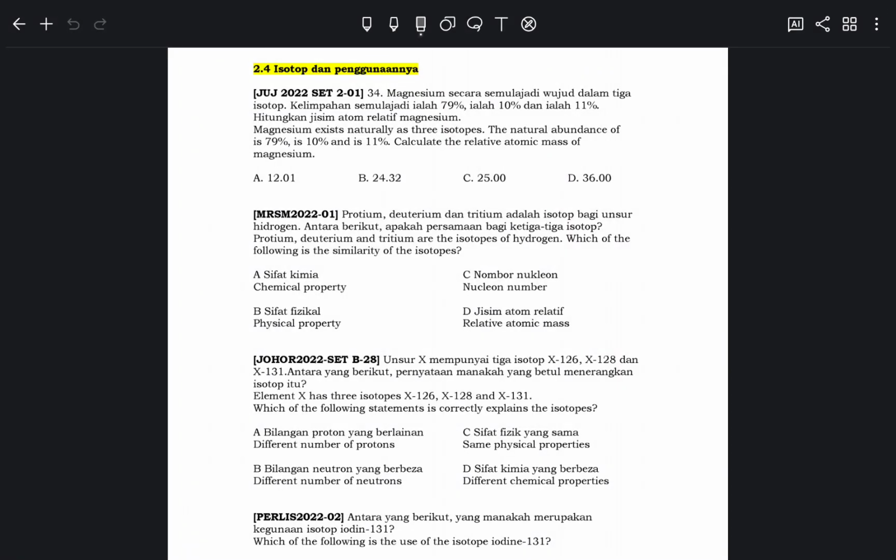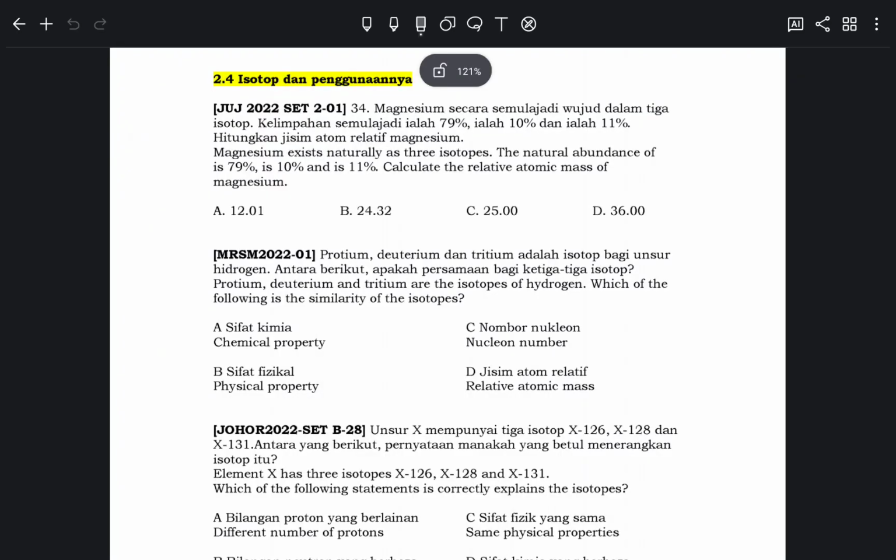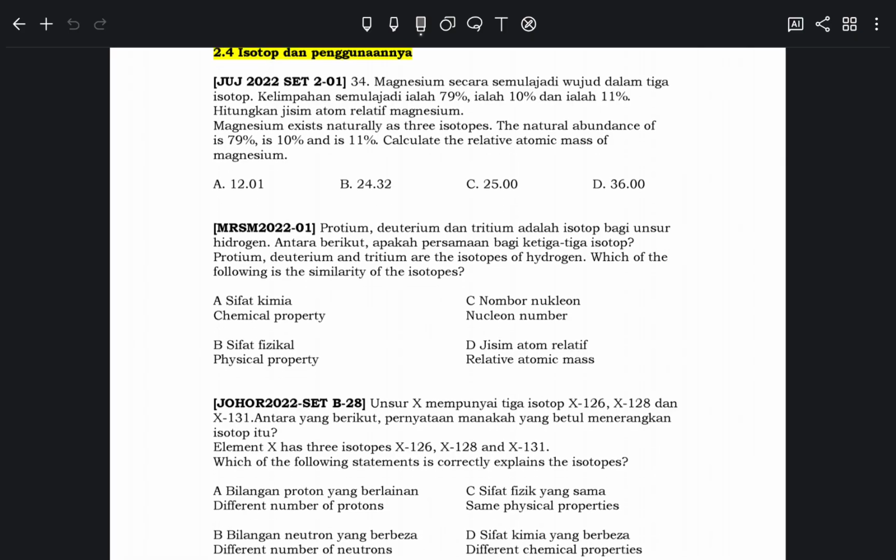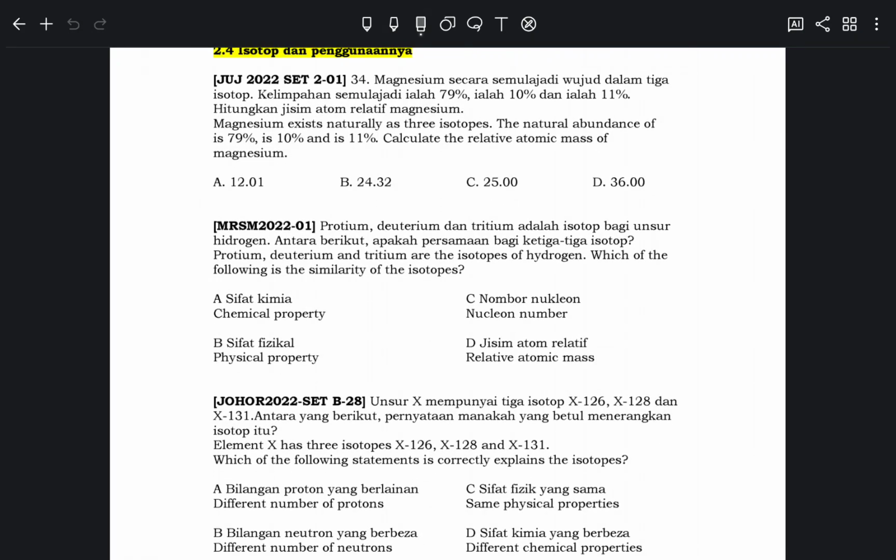So for today, I'm going to discuss subtopic 2.4 for your Chemistry Form 4, which is isotope and its usage. In Bahasa Melayu, isotope dan penggunaannya. So for this video, I'm going to do it totally in English. Then I will do another version for Malay.